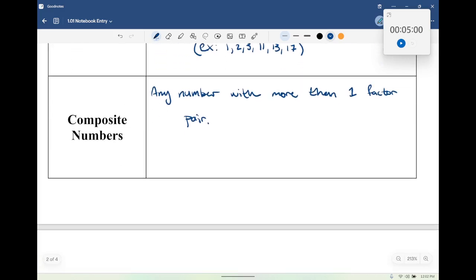Another example. We'll actually just do 1 here. 12. We have 1 and 12. We have 2 and 6. And we have 3 and 4. Right? That's 1, 2, 3 different factor pairs that make up that number.